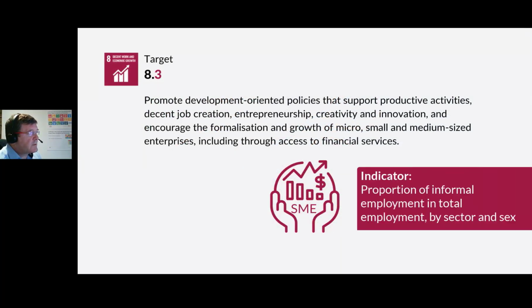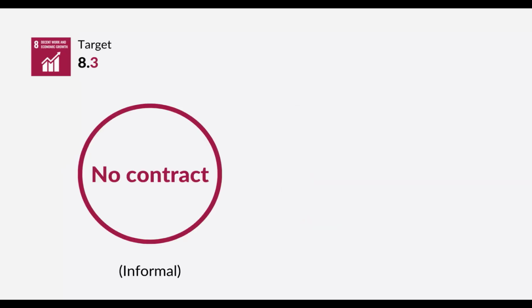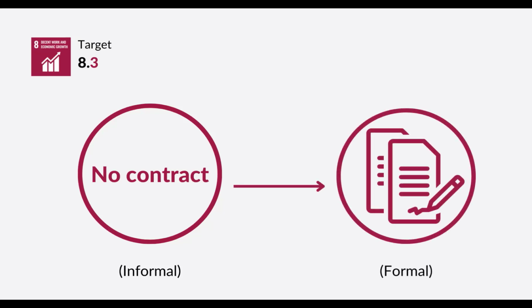The indicator for this goal is the proportion of informal employment in total employment by sector and sex. I suppose this is a way of trying to measure the amount of casual and informal employment, with the idea of reducing that and having the majority of employment in participating countries being formalized employment.